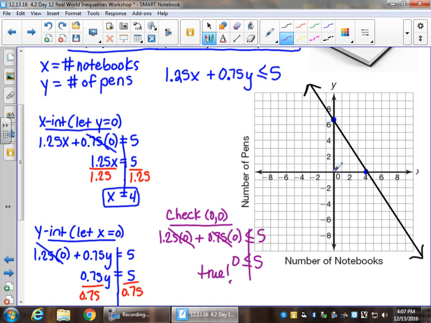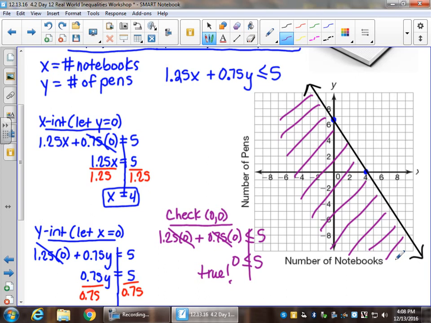So here's 0, 0. If 0, 0 is true, any ordered pair on this side is true. So we're going to shade this side. Keep it neat. Please don't squiggle. Let's just use some nice straight lines like that. But we're going to keep in mind that we are dealing with a real world scenario.